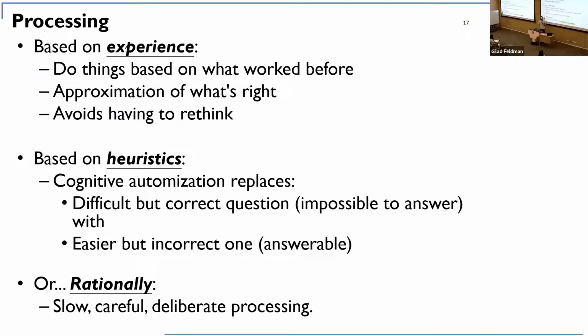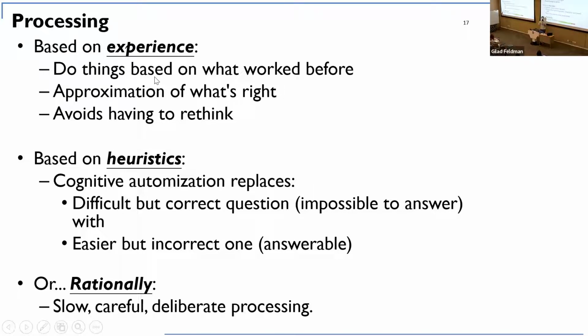So we have all kinds of processing. We have processing that is based on our experience. And obviously our experience is a sample size of 1, so it's a little bit biased. Based on experience, we do things based on what has worked before. So if something worked for us, we're just going to keep doing it again and again.